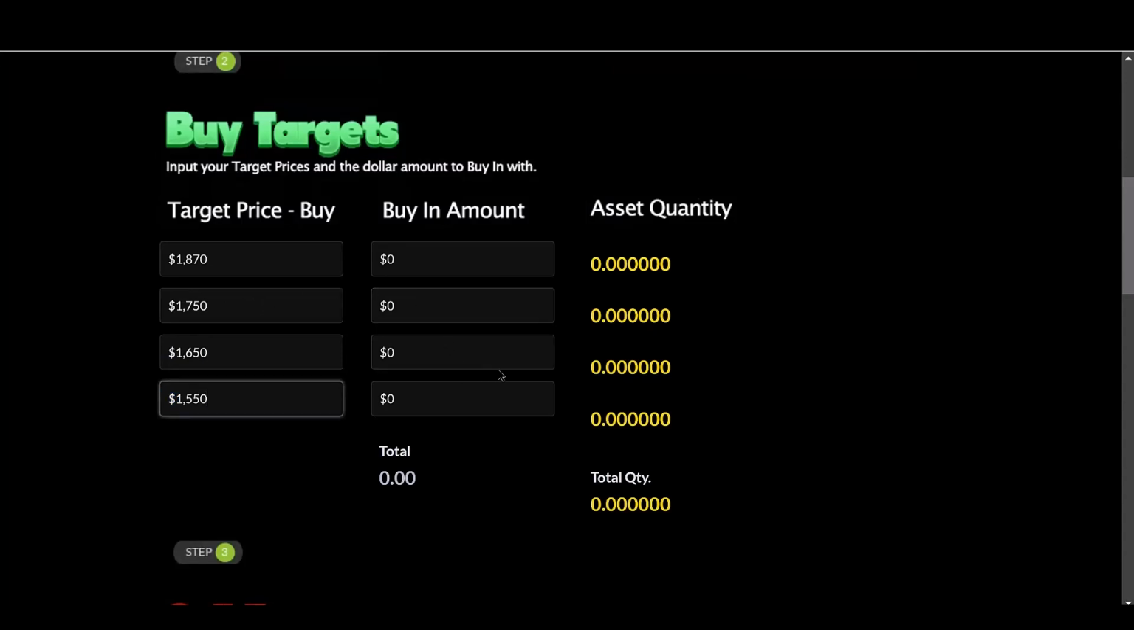We're going to invest 5,000 into Ethereum, with our first buy-in amount being $1,000, our second buy-in being 1,000, third 1,000, and fourth will be the 2,000. The Crypto Accelerator Tool shows you your total investment, and we have 3 Ethereum, just a little bit over 3 Ethereum.